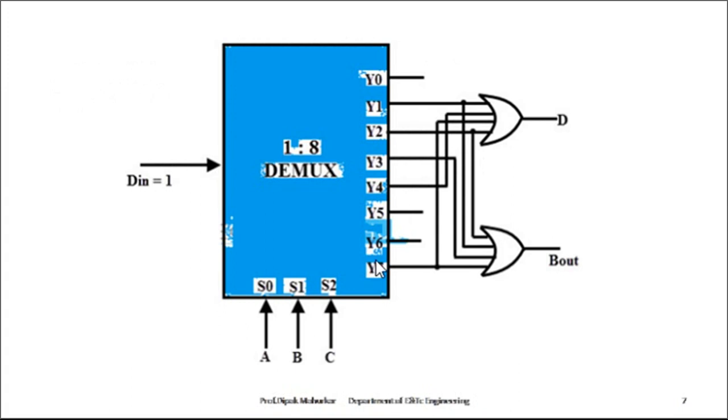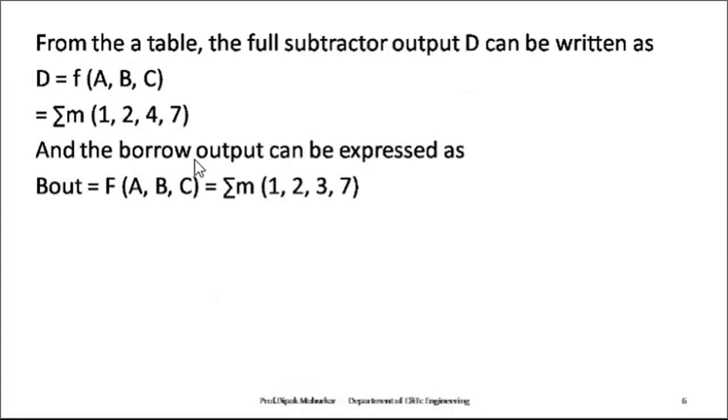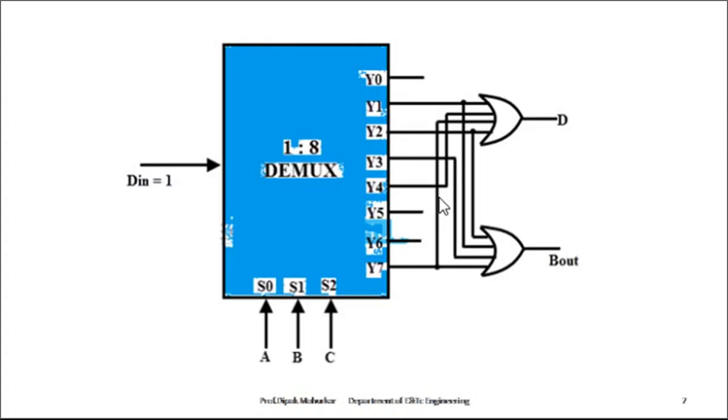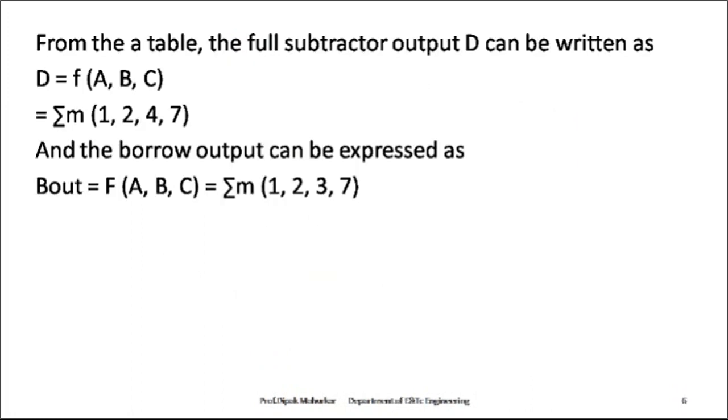Okay, now see, for D you connect 1, 2, 4, 7, right? So see 1, then this one is 2, right? Then this one is 4 and the last line is connected to 7. See, this one is 7, right? So 1, 2, 4, 7. Similarly we can connect for the B out also. Same way we can connect for B out, for 1, 2, 3, 7.